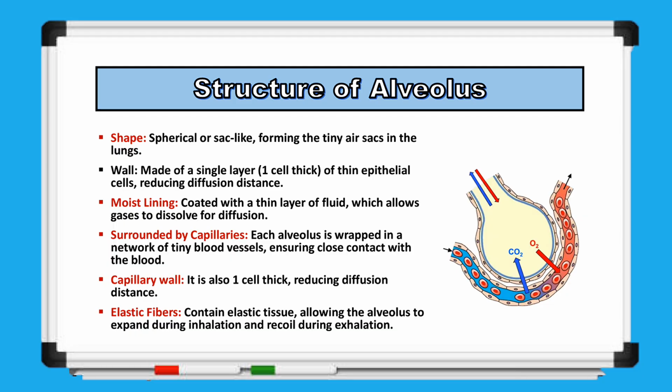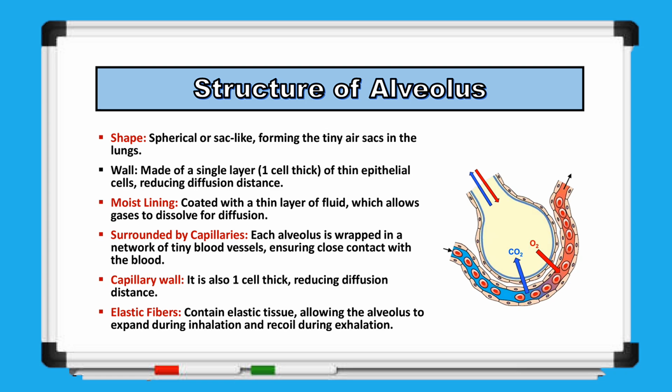Each alveolus is also surrounded by a dense network of capillaries. These are the tiny blood vessels that carry deoxygenated blood from the heart to the lungs and return oxygenated blood back to the heart. The walls of these capillaries are also only 1 cell thick, further reducing the diffusion distance and allowing gases to pass easily between the air and the blood.